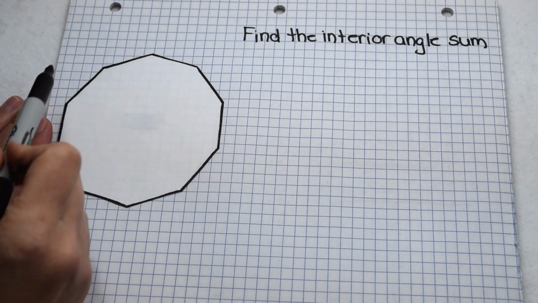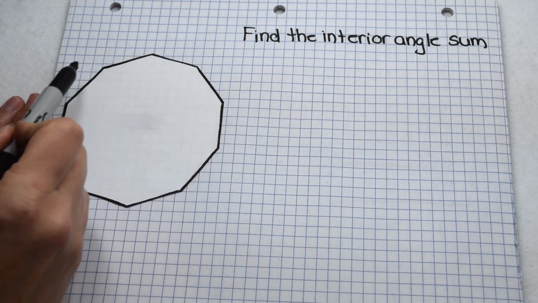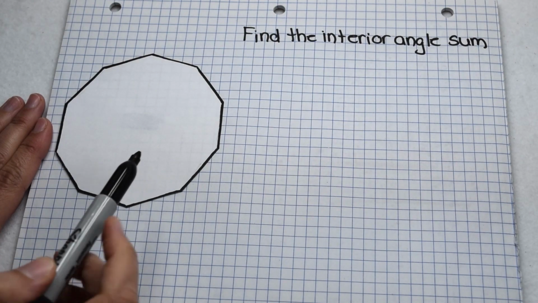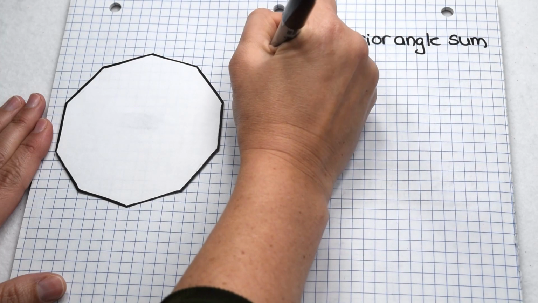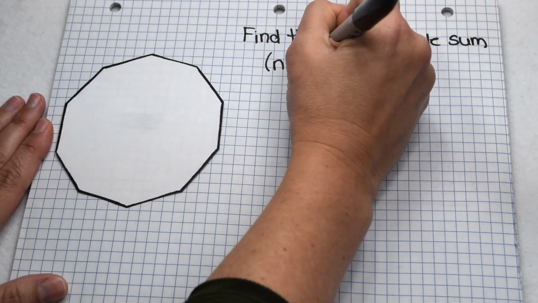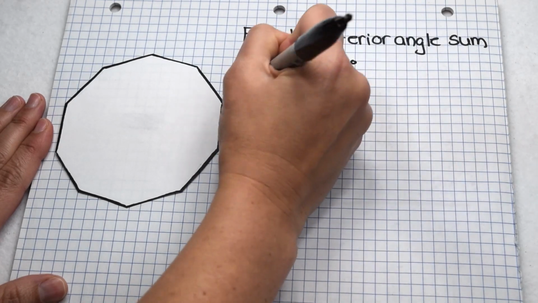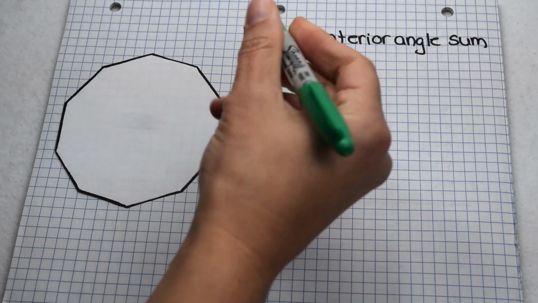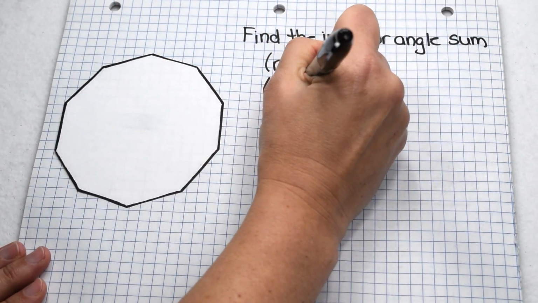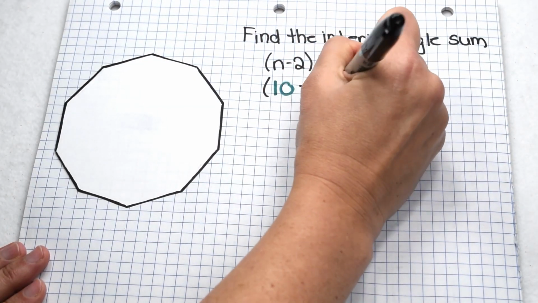Here we're going to find the interior angle sum of this figure. If we count its edges, we can see that it has 10 edges, therefore we're working with a regular decagon. To find the interior angle sum for any polygon, we saw that we could do n minus 2, with n being the number of edges, and multiply it by 180. Well, since this figure is a regular decagon, that means there's 10 edges. So that means we're going to be doing 10 minus 2 multiplied by 180.